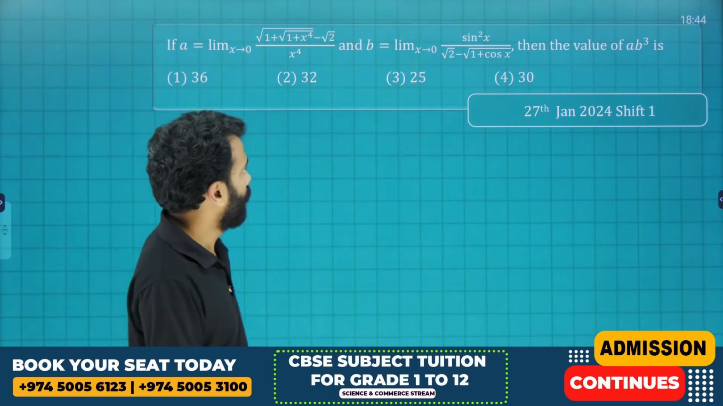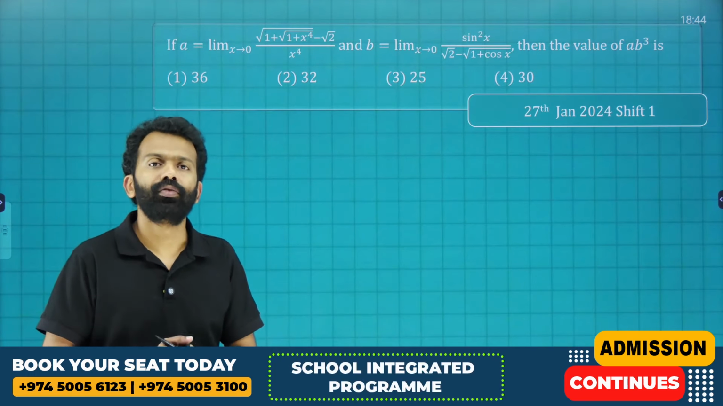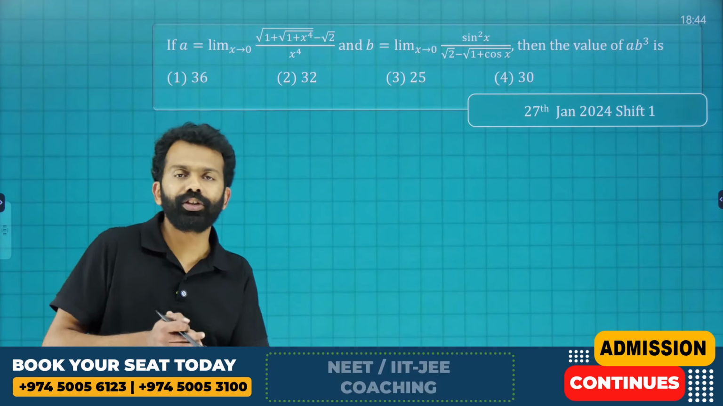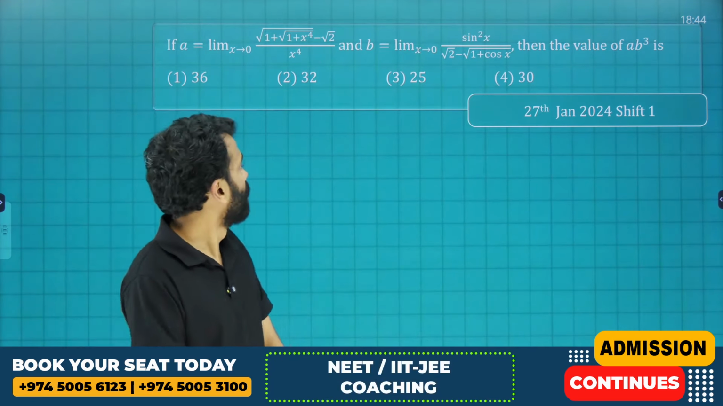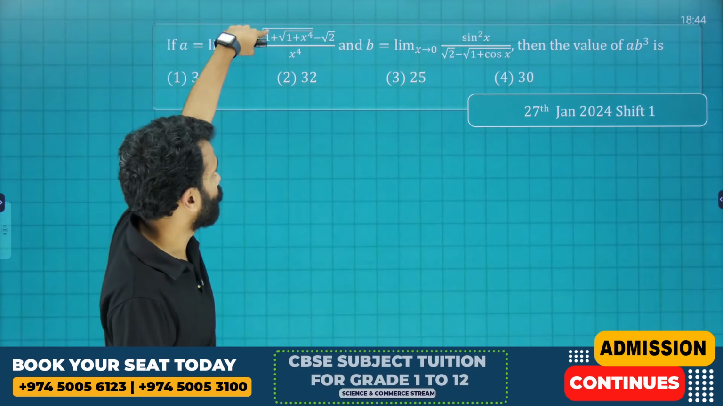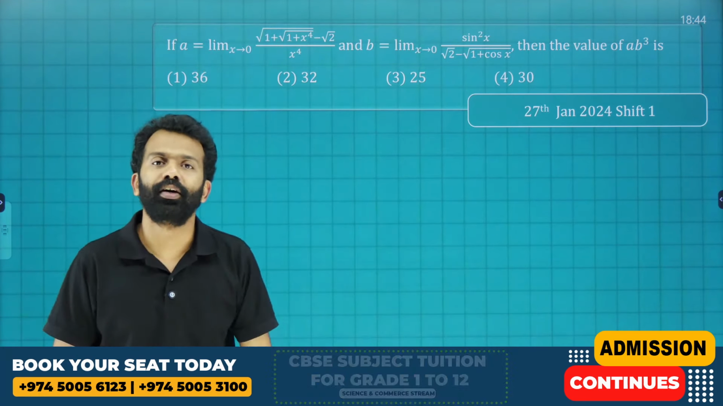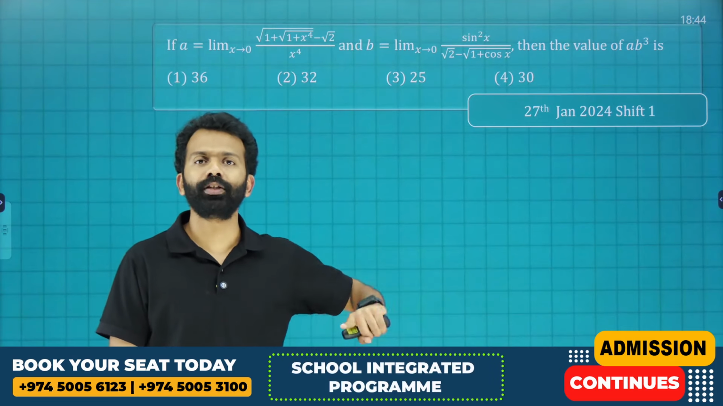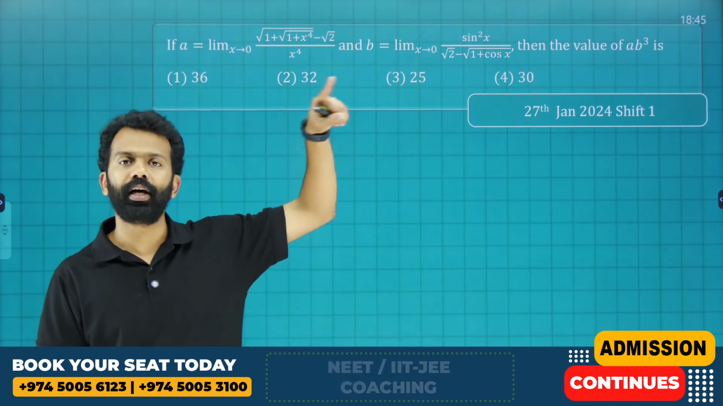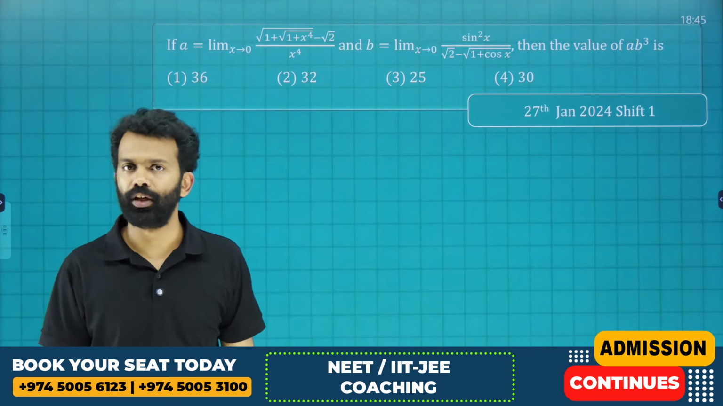In both cases, the limits are given in terms of roots, that is in surds. Therefore, in order to evaluate them, it's better to go for the rationalization method. In most cases that will be helpful. Rationalizing here, the numerator is root of 1 plus x squared minus root 2, and its conjugate is root of 1 plus x squared plus root 2. I'm going to multiply by the corresponding conjugate in the numerator as well as in the denominator.